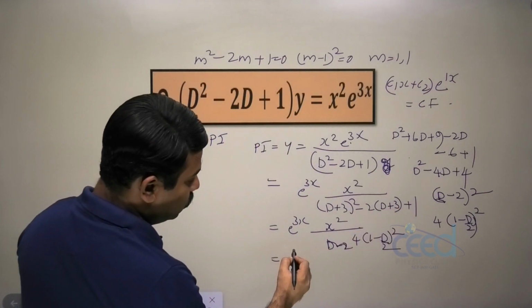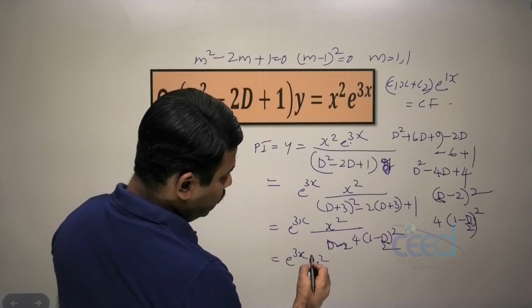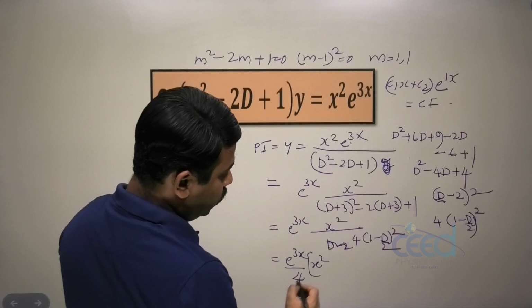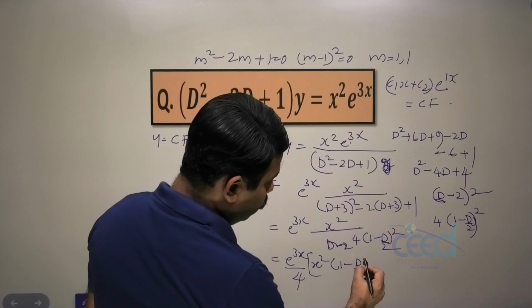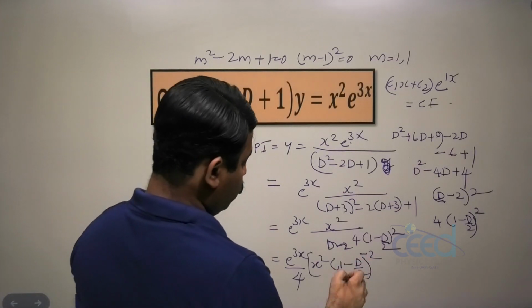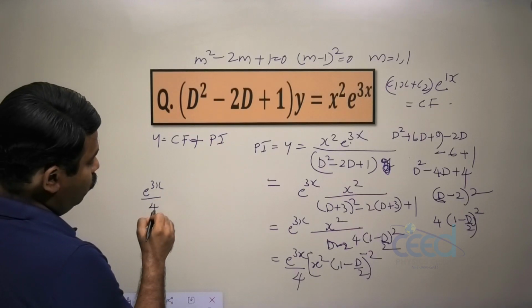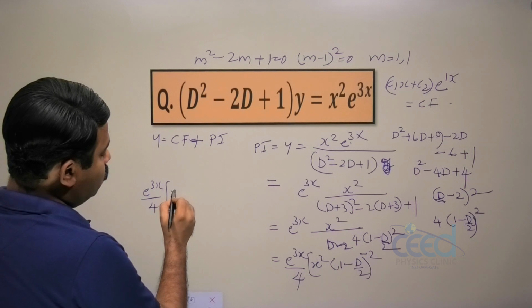Then what? e raised to 3x into x square, right? x square, and this 4 I am taking out, this I can write as 1 minus d by 2 all raised to minus 2. Am I right? Now you expand this, that is e raised to 3x by 4 into 1 minus d by 2 whole raised to minus 2, x square.